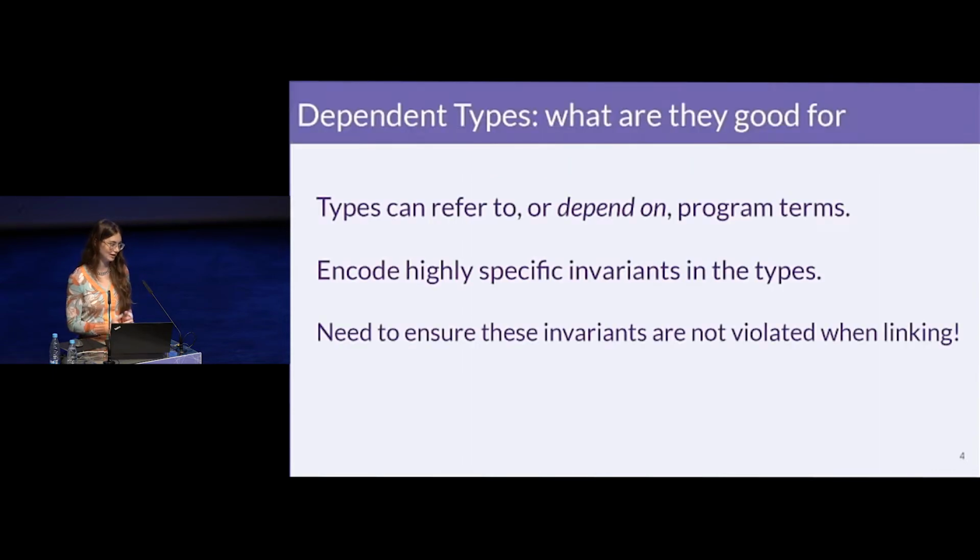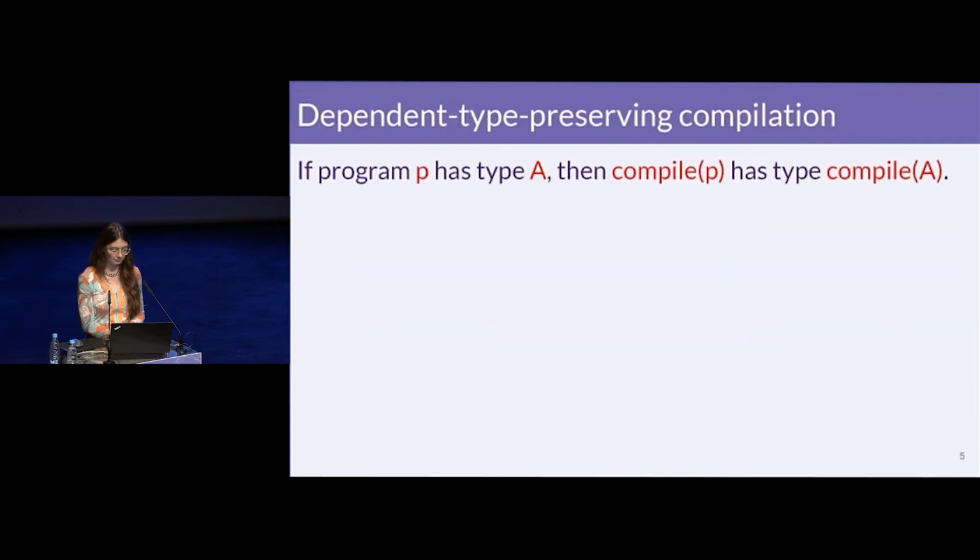So the definition of dependent types is quite simple. It's just types that can refer to or depend on program terms. But this simple statement has quite a large implication. In particular, now we can encode highly specific invariants in the types. Then when we type check our program, we're essentially proving that our program meets these invariants. After we spend so much time in our dependently typed language proving these invariants and encoding them, we'd like that these aren't violated by the compiler at link time.